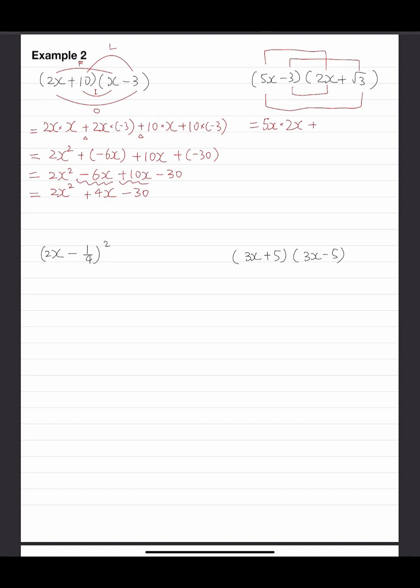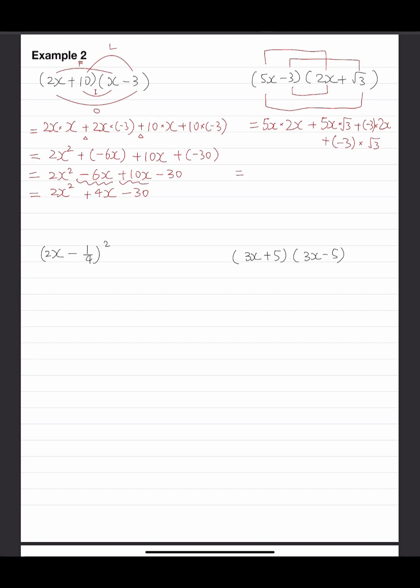And then plus the outside, 5x times square root of 3. And then you have the inside, negative 3 times 2x. And then you have the last, which is negative 3 times root 3. Okay, that's the last. Simplify each of the terms.